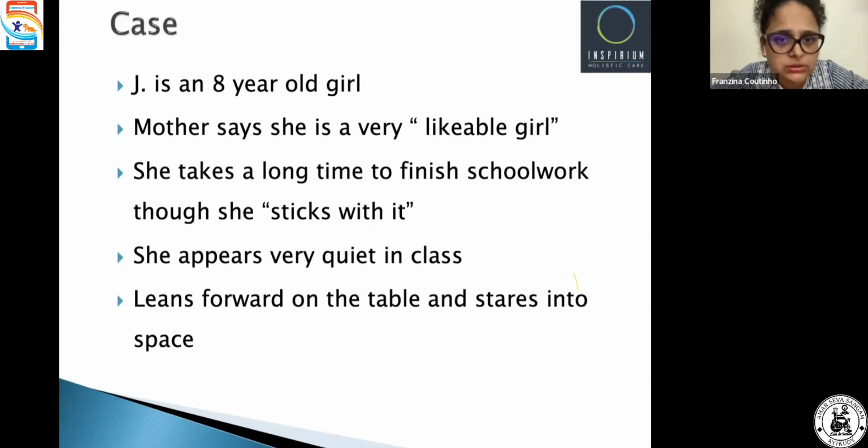What sensory systems do you think are affected? Correct. So you guys are right about the tactile hypersensitivity with glue and sand, but let's talk about this. She takes a long time to finish her schoolwork. So why do you think that's happening?